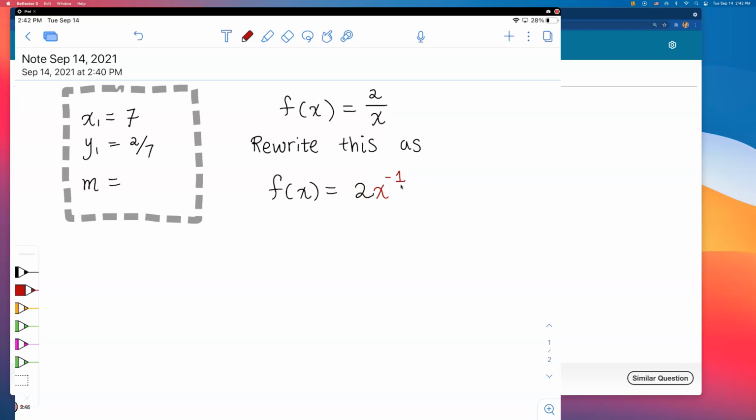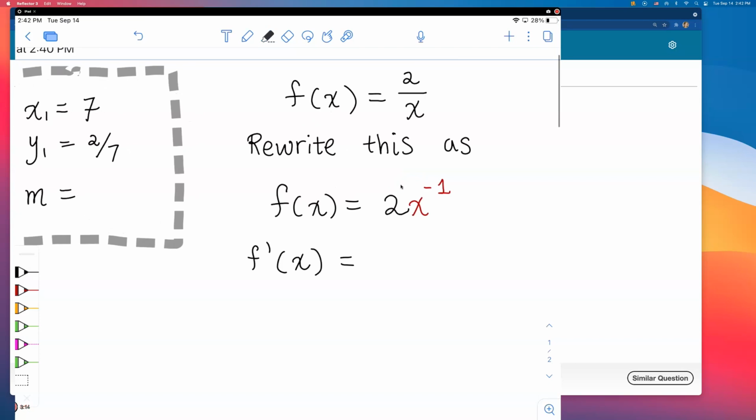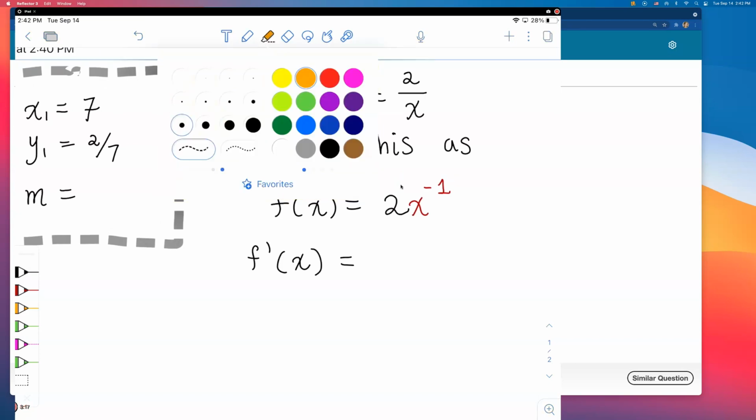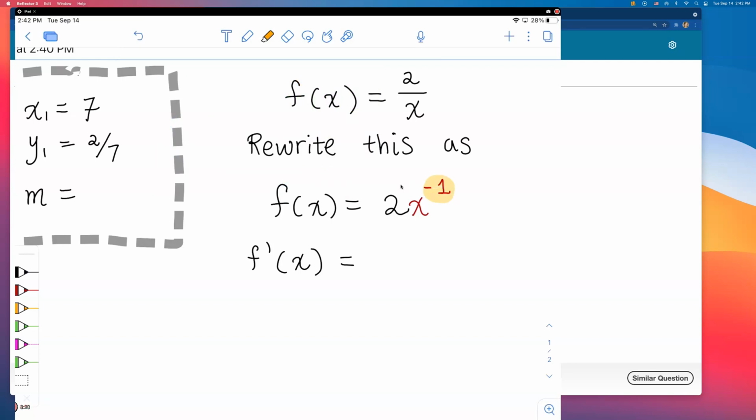So for example, if you have 3 over x to the third power, I'm sorry, let me just make up something. 3 over x to the third power, this is the same as 3 times x to the negative third power. So just some rewriting is required for me to be able to use the power rule. Now I'm going to find f prime of x using the power rule. Now power rule says multiply the exponent. Let me highlight that, okay? Multiply that original exponent of negative 1 because it's going to come down and get multiplied to this 2.